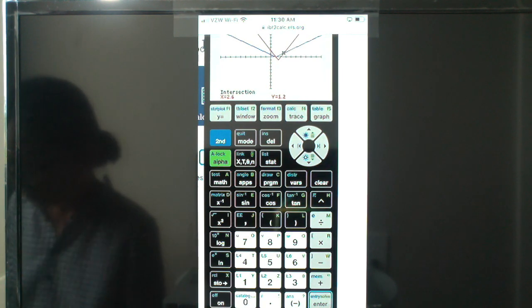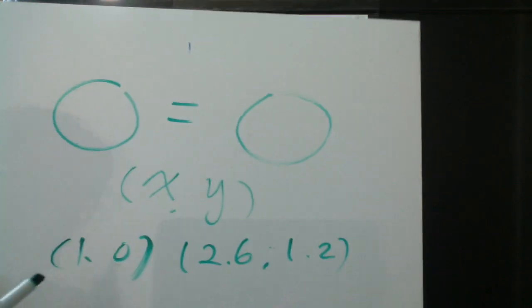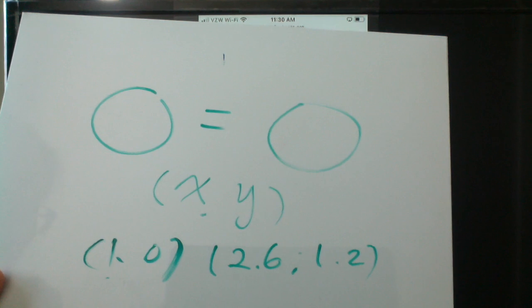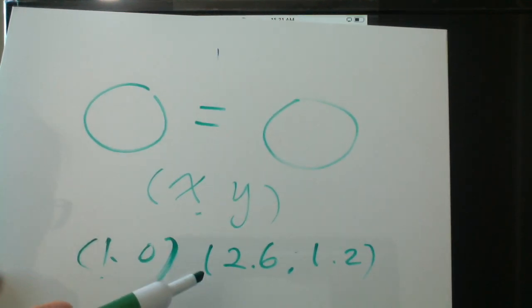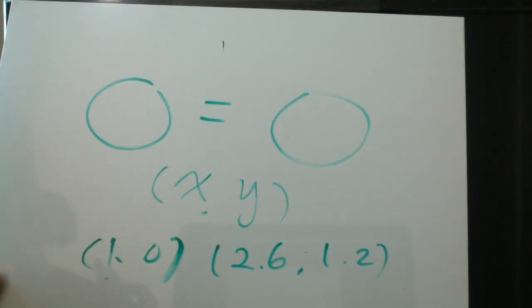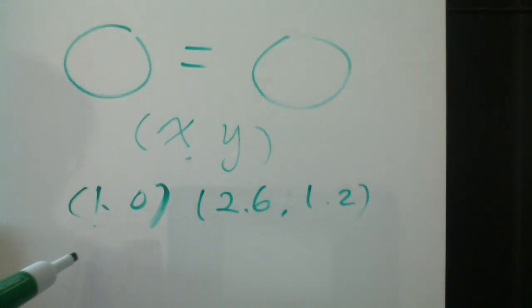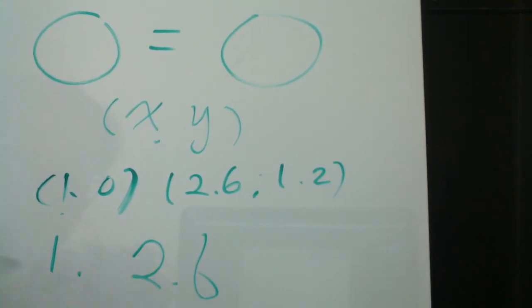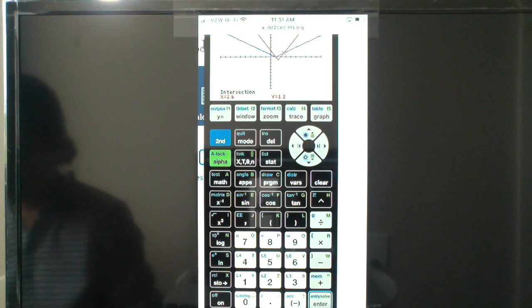So here we got intersect point 1, 0. That is 1. And the other one is 2.6 and 1.2. So if the question is what's the x coordinate? So I will say 1 and 2.6. These two are the answer.